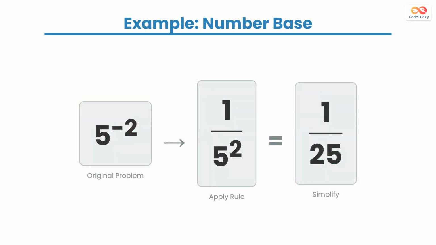Let's apply this to a number. Consider 5 to the power of negative 2. According to our rule, we rewrite this as 1 over 5 squared. Since 5 squared is 25, our final answer is the fraction 1/25.